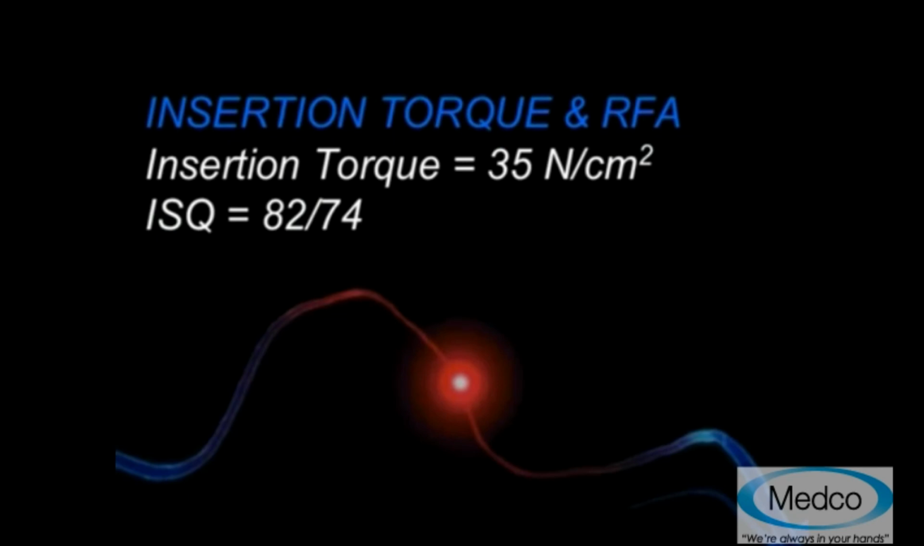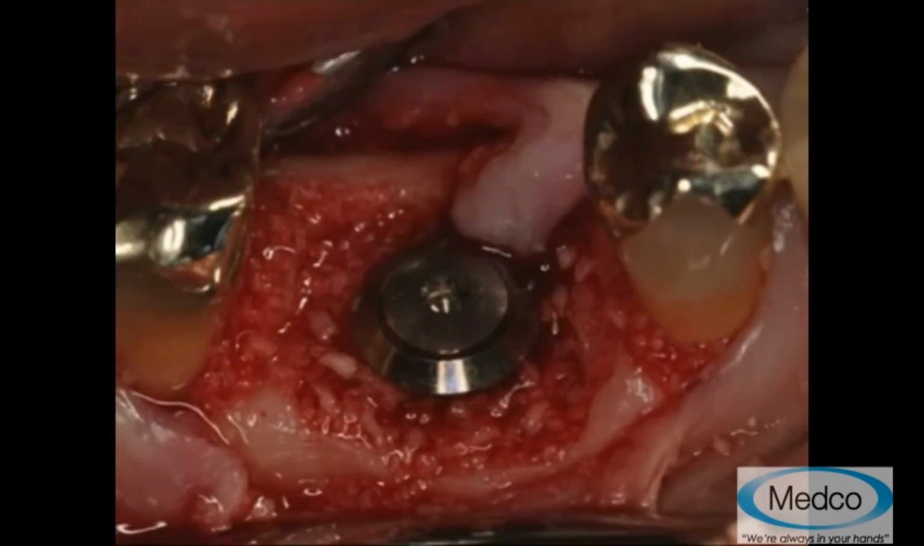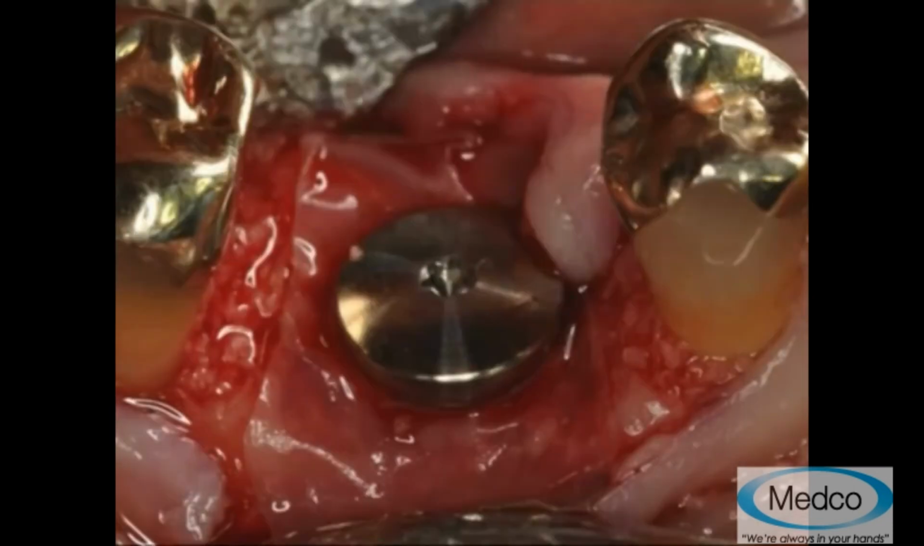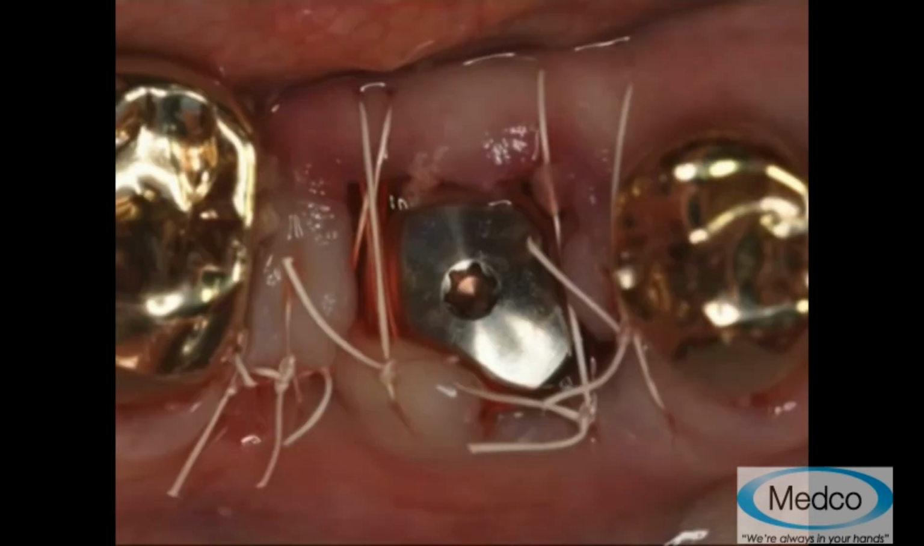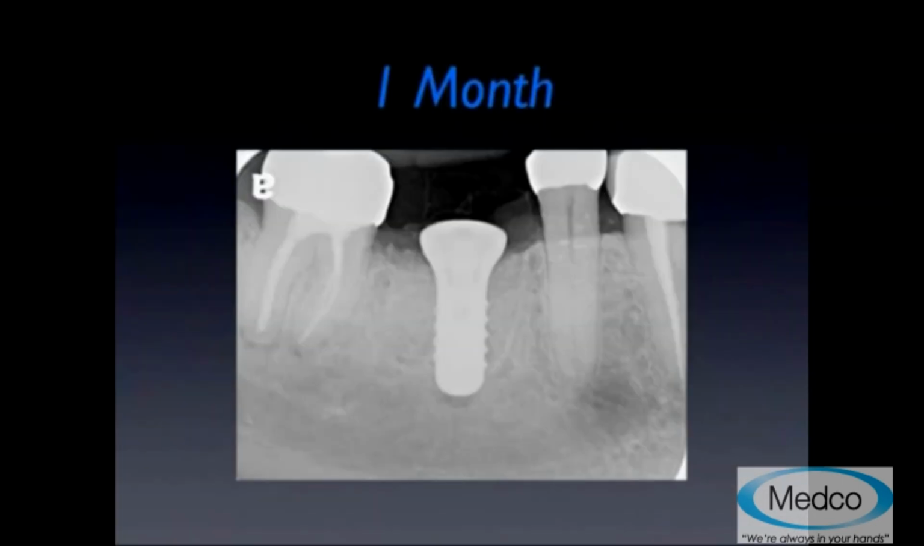got my RFA value very high, 82 and 74 with an ISQ of 35, grafted the area with an allograft with platelet-derived growth factor and used an amnion-chorion membrane over this area. After suturing it, I allowed it to heal. And the question is, when do you go forward? Well, it had pretty high insertion stability, and it also had good RFA value.